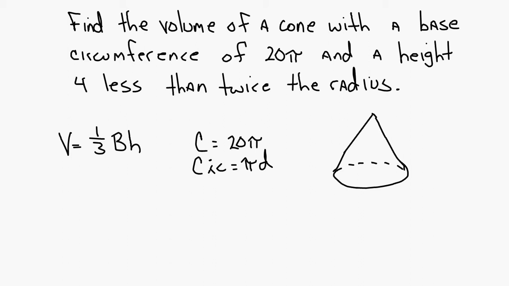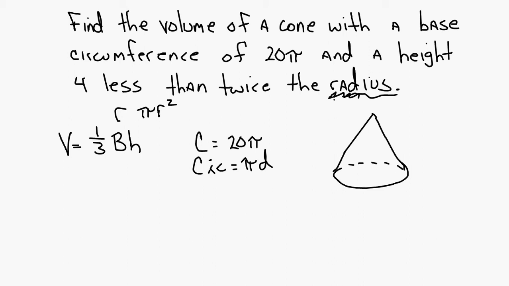So what we're trying to do with this circumference is get the radius of this base so we can find the area of the base. Right? You with me? There's not enough information in the question to just do the problem, is there? No. Because the height is 4 less than twice the radius. This big letter B is pi times radius squared. Radius is pretty important, isn't it?